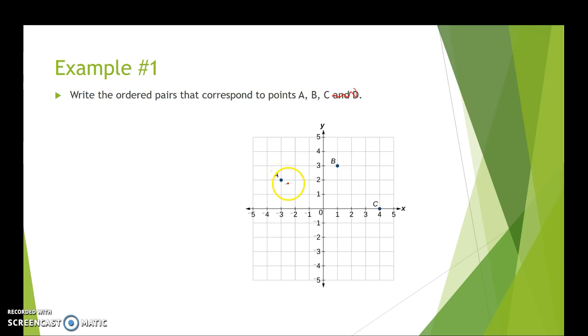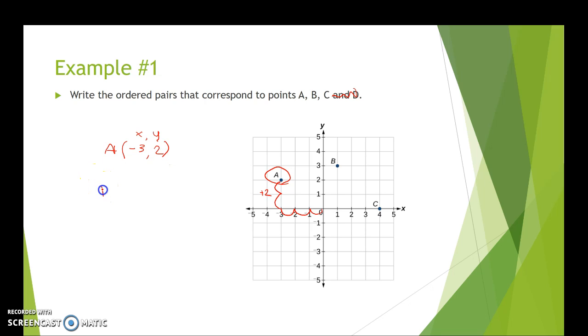So for point A, it's right here. When you're labeling your points, you always start at the origin, and then you go along the horizontal, the x-axis first. So from here, at the origin 0, 0, we're going to jump 1, 2, 3 units to the left. So that would be my x. So for A, when you're labeling, x always comes first and y comes second. So x is negative 3 for A, and then from there we're going to go up 1, 2. We go up 2 places, which would be a positive 2, and that would be my ordered pair for point A.